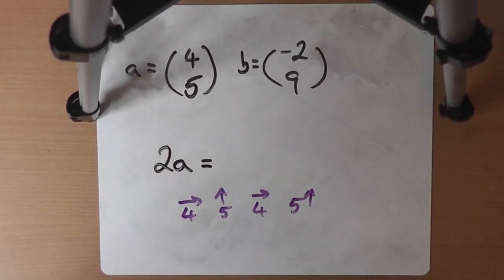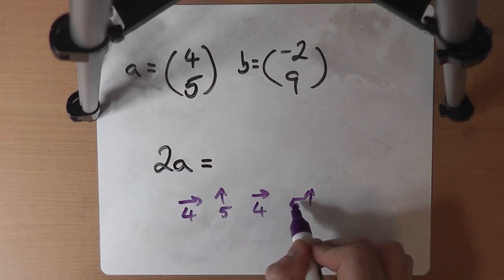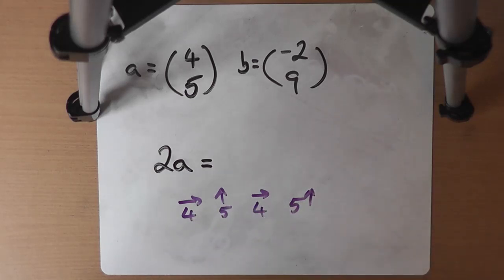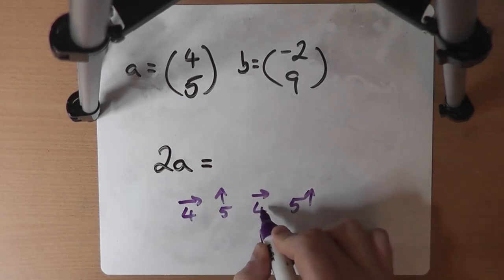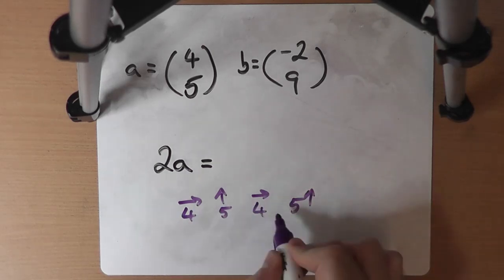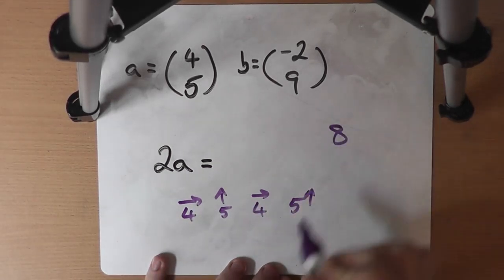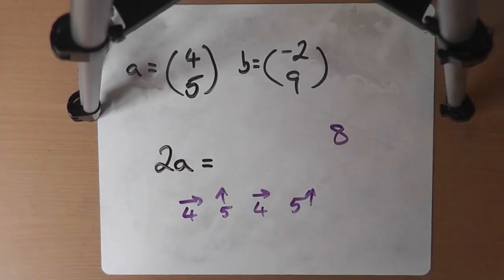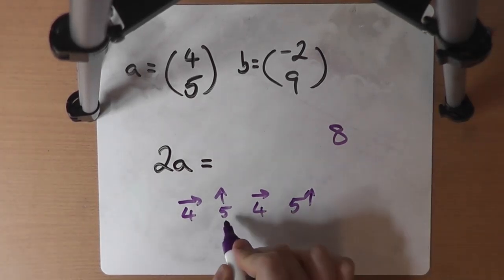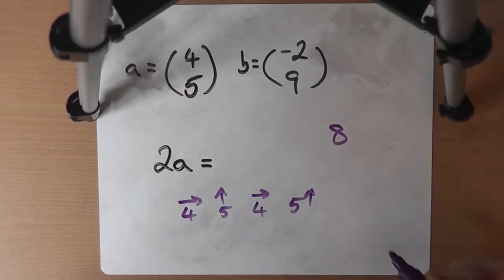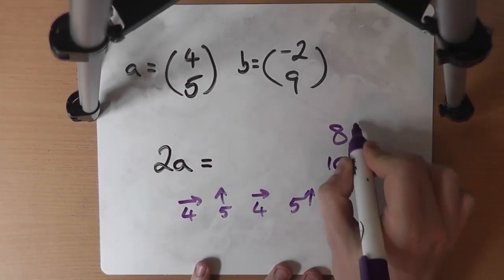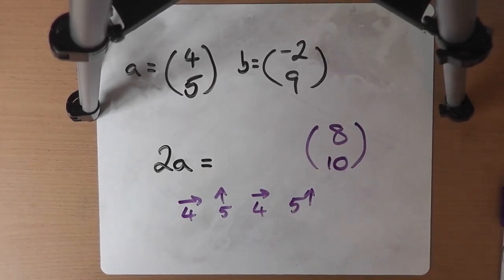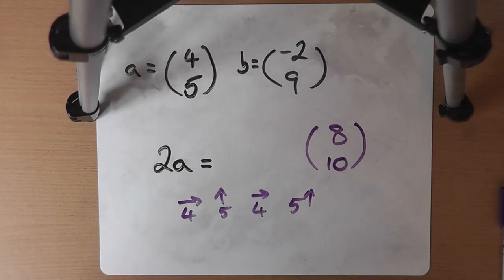Well, we could think about the overall effect of that. If we've gone 4 right and then 5 up and then 4 right and then 5 up, we could write that as an overall direction, as one single vector. So 4 right and then 4 right again. Overall we've gone 4 and then another 4, we've gone 8 right. So our top number could be 8. And overall we went 5 up, and then later on we went 5 up again. Well, overall that is 10 up. So our top number could be 8 and our bottom number could be 10. If we're writing that 2A as a single column vector, we can just give that as 8, 10.